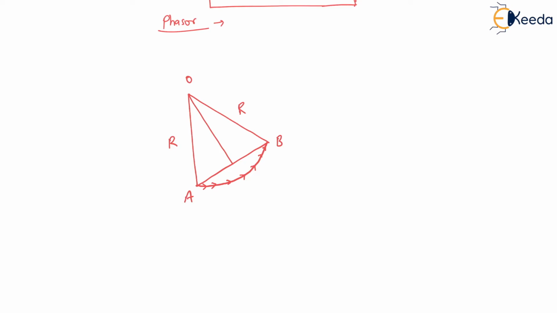And again, we all know that a perpendicular from the center on the chord bisects the chord. So suppose this is point M. So AM will be equal to BM. Here I'll write AM will be equal to BM. Now let this angle, see, the whole total angle will be phi. That is the resultant phase difference for this arc AB.